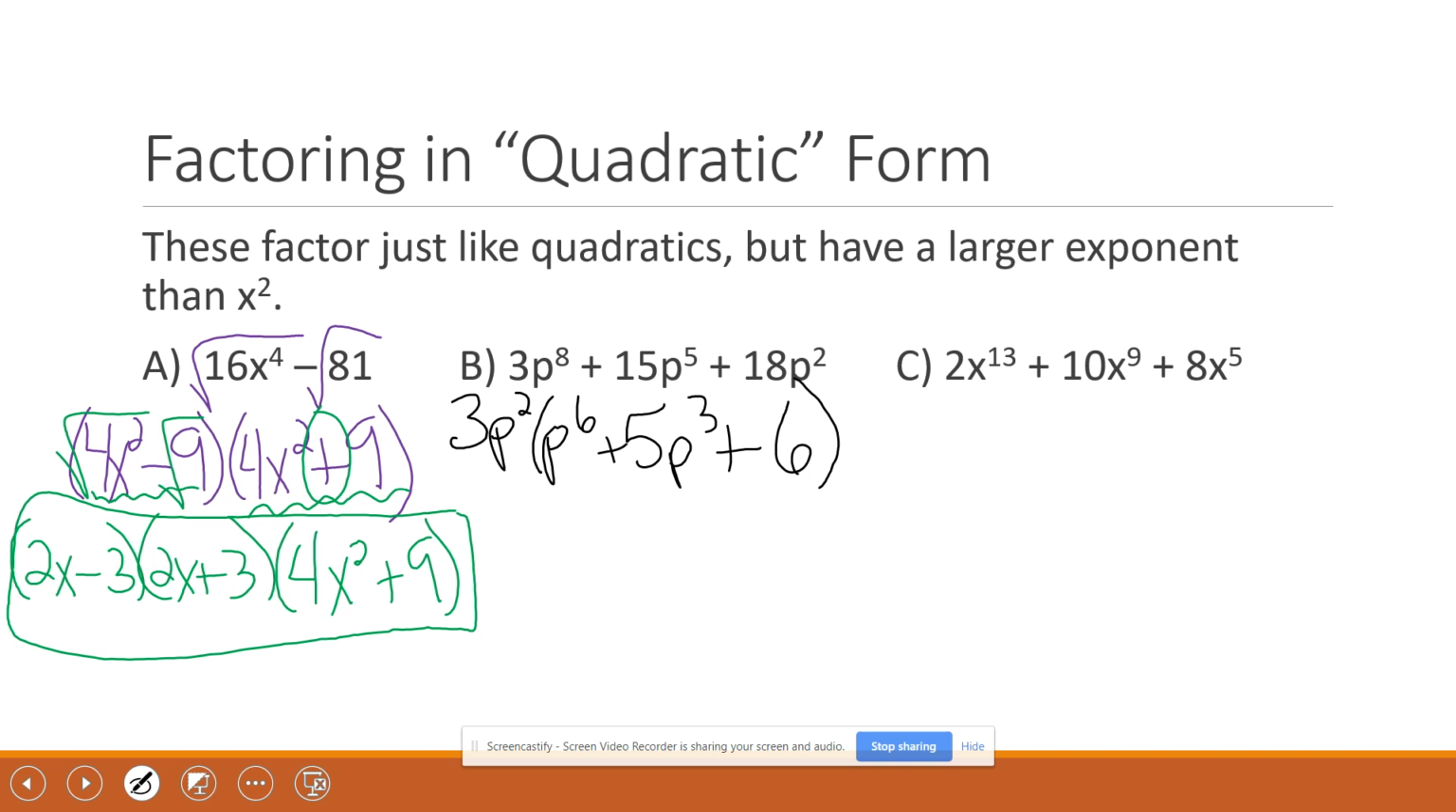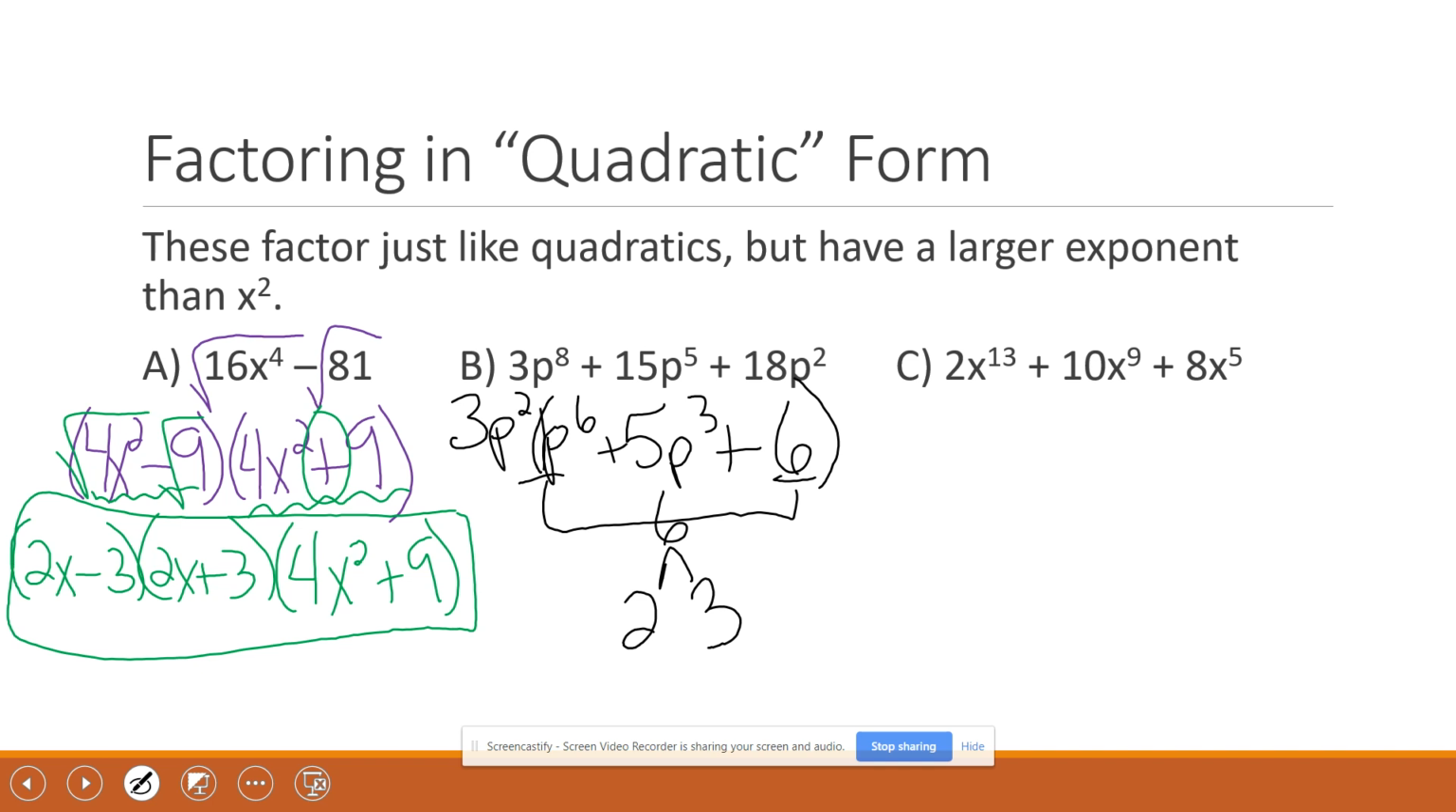Now I'm going to ignore for a minute the fact that it's p to the 6th in there, and I see 1, 2, 3 terms. So I'm going to try 1 times 6 is 6. The factors of positive 6 that add to positive 5 are going to be 2 and 3.